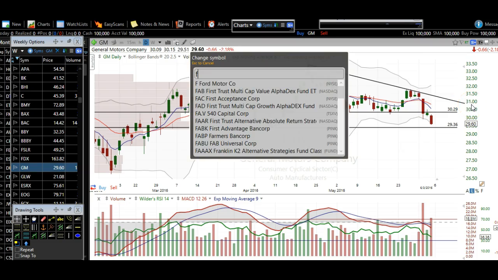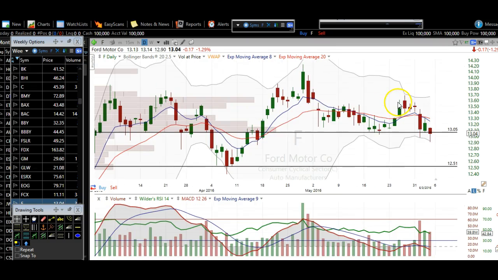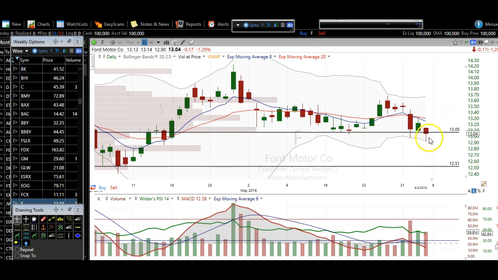Next, I want to cover Ford. Since we're on the car stocks, we are at a support right here, and we just barely broke below it. I didn't quite take that signal myself. It's too close to call. I wanted a more significant close below that 13.05. 13.04 was too close for me to call, and we've got buying tails at the bottom.